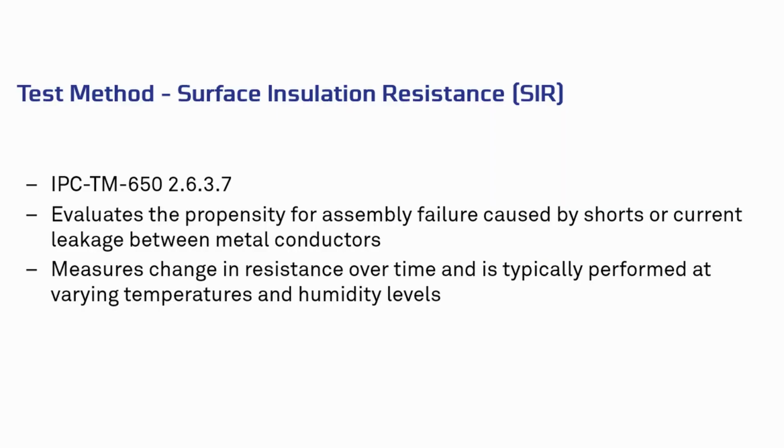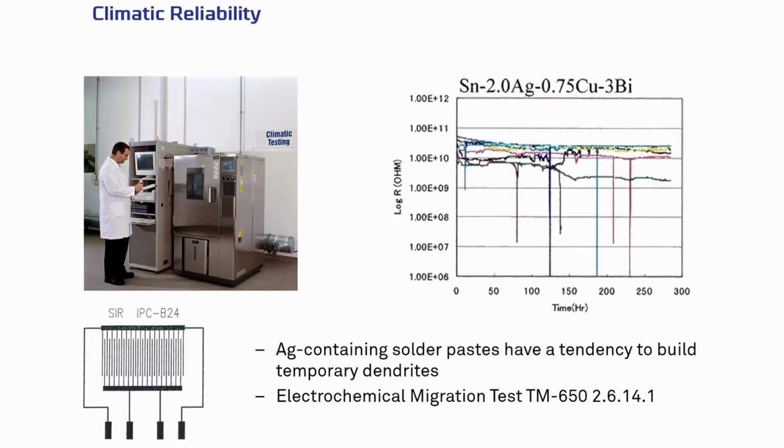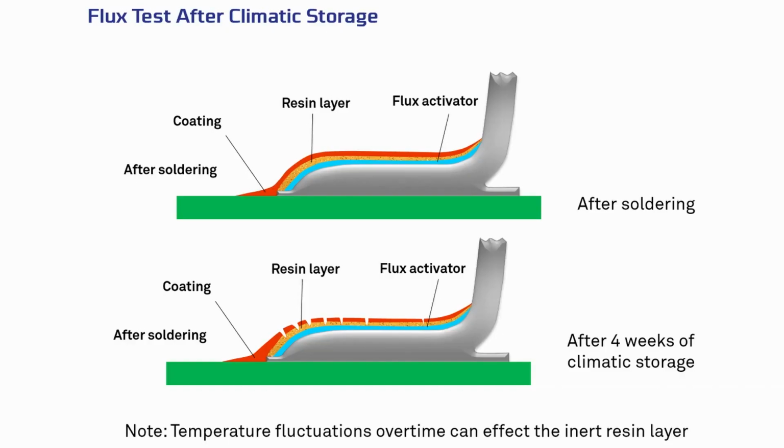Aside from the ionic contamination test, we can also name the climatic chamber tests, which are known as the surface insulation resistance test, as well as the electrochemical migration test. Both actually measure the change in the resistance across the board surface over the course of time with varying environmental conditions, like the humidity and temperature.